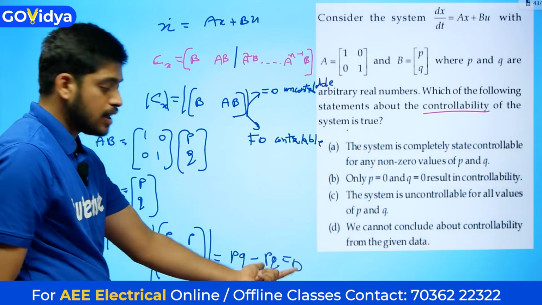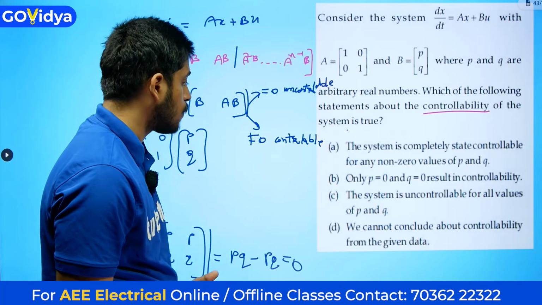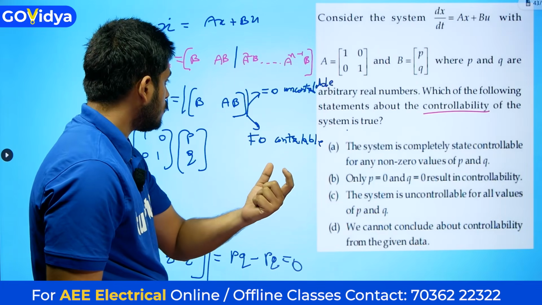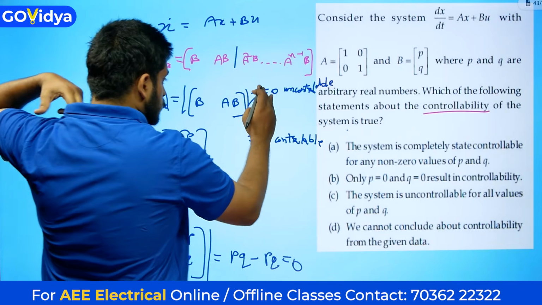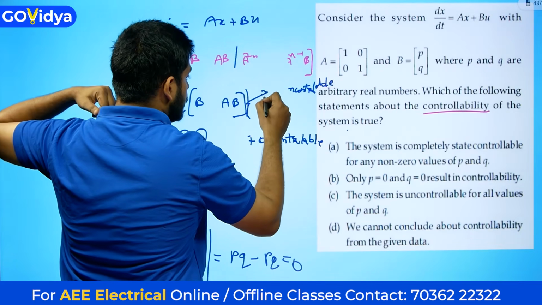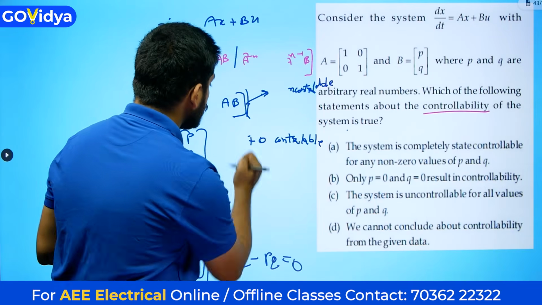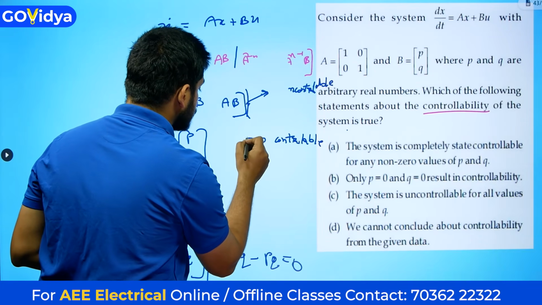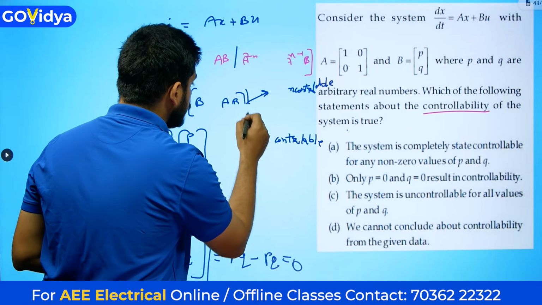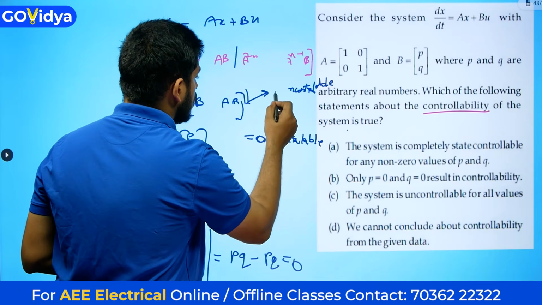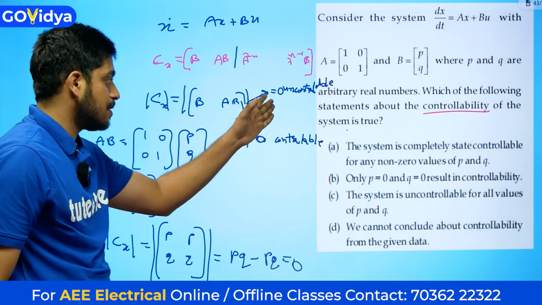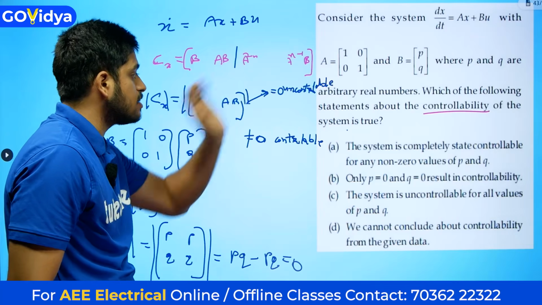If I am getting my determinant as 0 for a controllable problem, then what is the case? The system is, sorry, I have made a small mistake here. The case is just reverse. If the determinant is equal to 0, then the system will be uncontrollable.